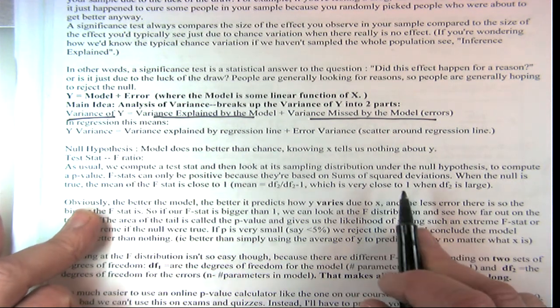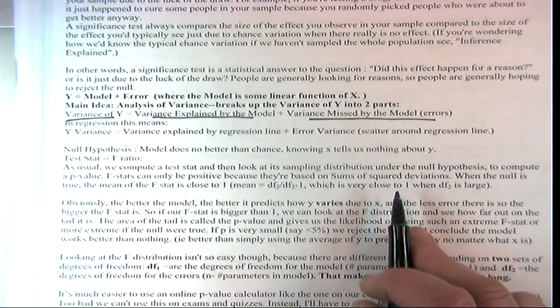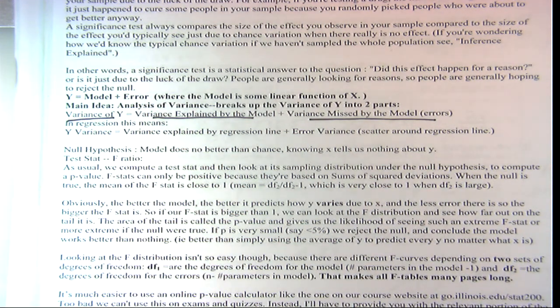And if it's far enough away from what we'd expect, if the chance that we'd see such an extreme value just under chance variation is really small, called the p-value, then we reject that and we say that there's some meaning to our model, there's some significance, that there's some particular reason for it rather than just the luck of the draw, right? And that's the idea.